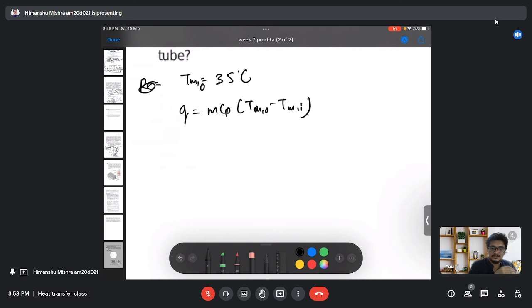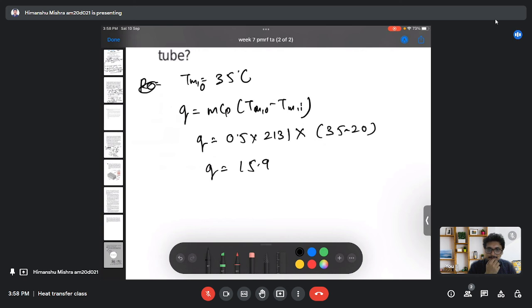There is a variation of temperature between inlet and outlet, so the heat transfer can be given by m Cp delta T. My heat capacity would be around 2000, and I am writing the temperature in degrees Celsius. So I will get my heat transfer at around 16 watts. We solve this expression.